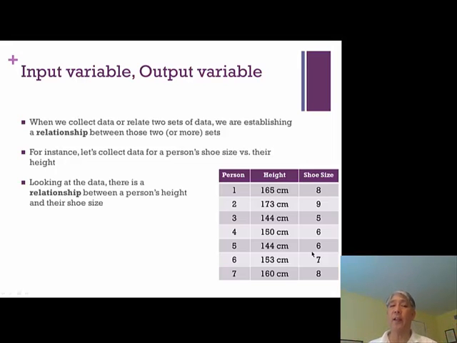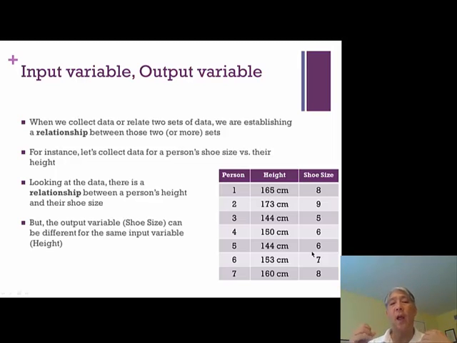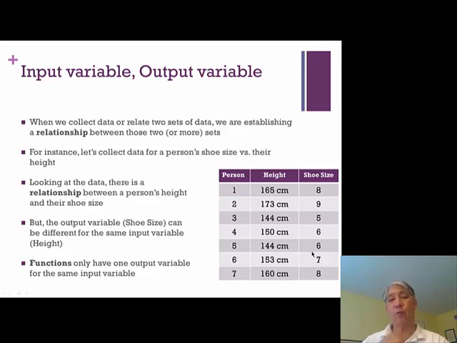Looking at the data, there is a relationship between a person's height and their shoe size. As you would imagine, as the person's height generally gets taller, their shoe size would get bigger. However, the output variable shoe size can be different for the same input variable. If you look at people 3 and 5, they're both 144 centimeters tall, but their shoe sizes are different. Person number 3 has a shoe size of 5, person number 5 has a shoe size of 6. Therefore, this is what we call a relation.